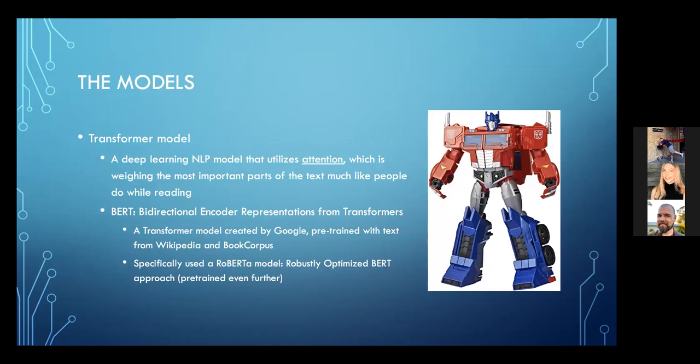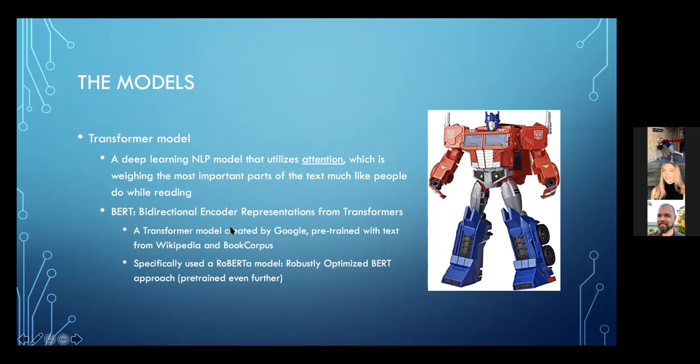The models, transformers I used. A transformer is a deep learning NLP model that utilizes attention, which is weighing different parts of the text, just basically as we do when we read. When we read a sentence, you look for the most important words. That's what transformer models do. Specifically, BERT transformers, and more specifically, I used a RoBERTa transformer.